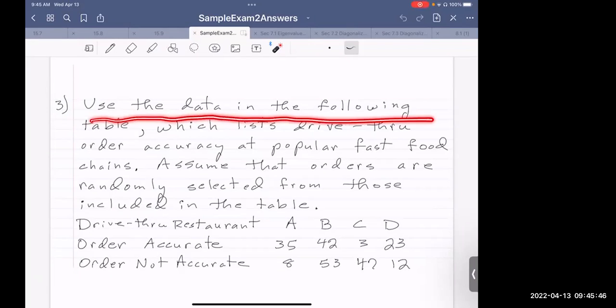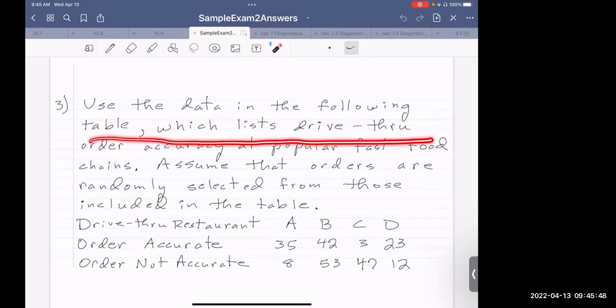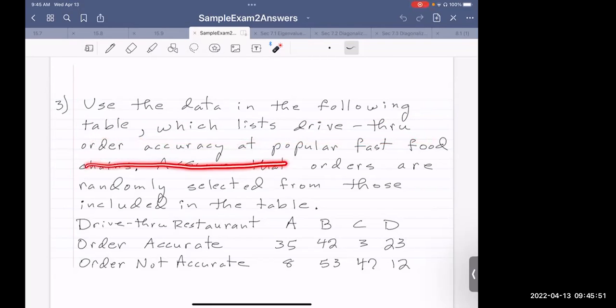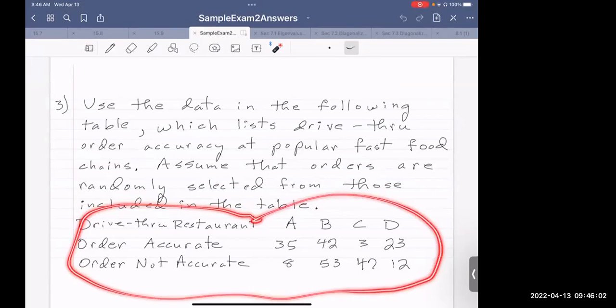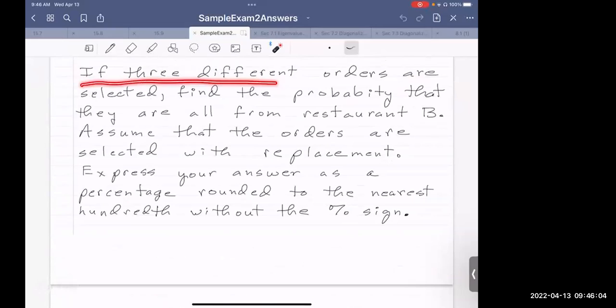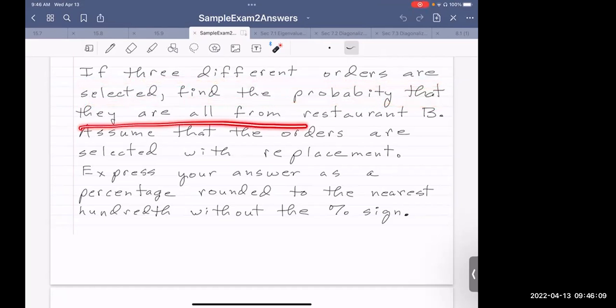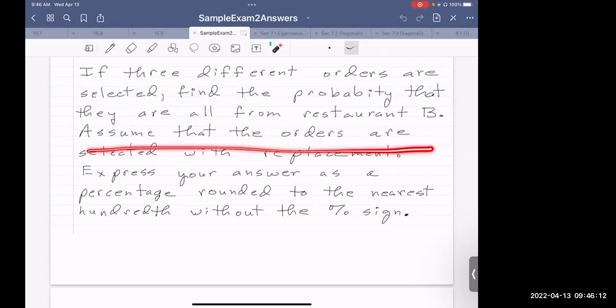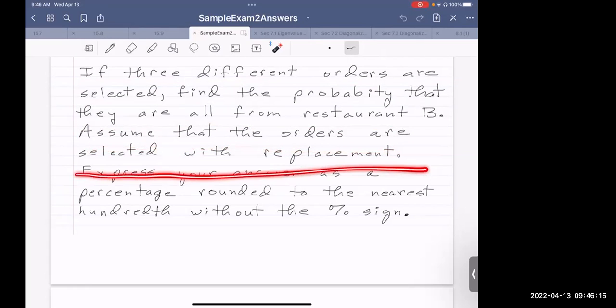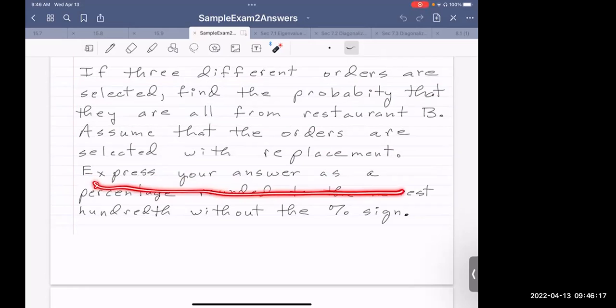Problem 3. Use the data in the following table, which lists drive-through order accuracy at popular fast food chains. Assume that the orders are randomly selected from those included in the table. And so here's the table. If 3 different orders are selected, find the probability that they are all from restaurant B. Assume that the orders are selected with replacement. Express your answer as a percentage rounded to the nearest hundredth without the percent sign.